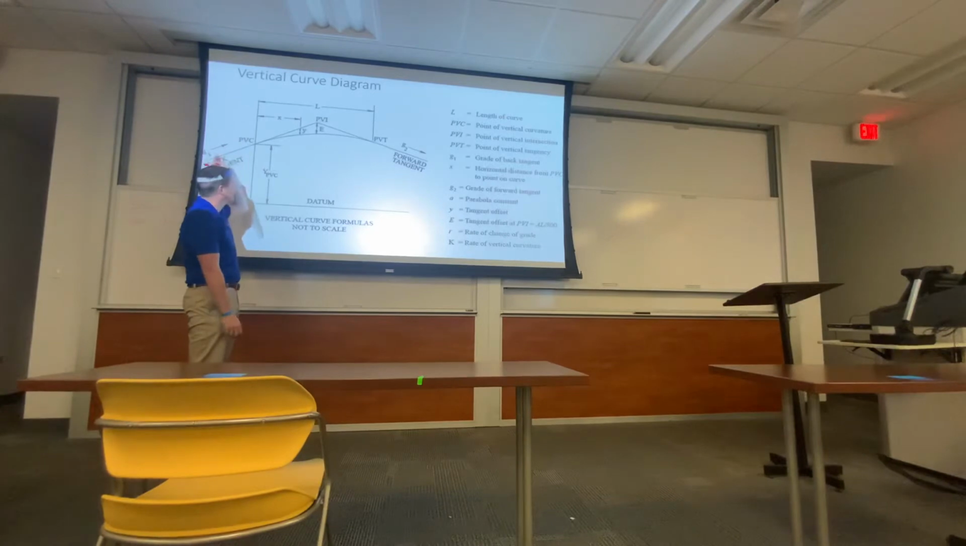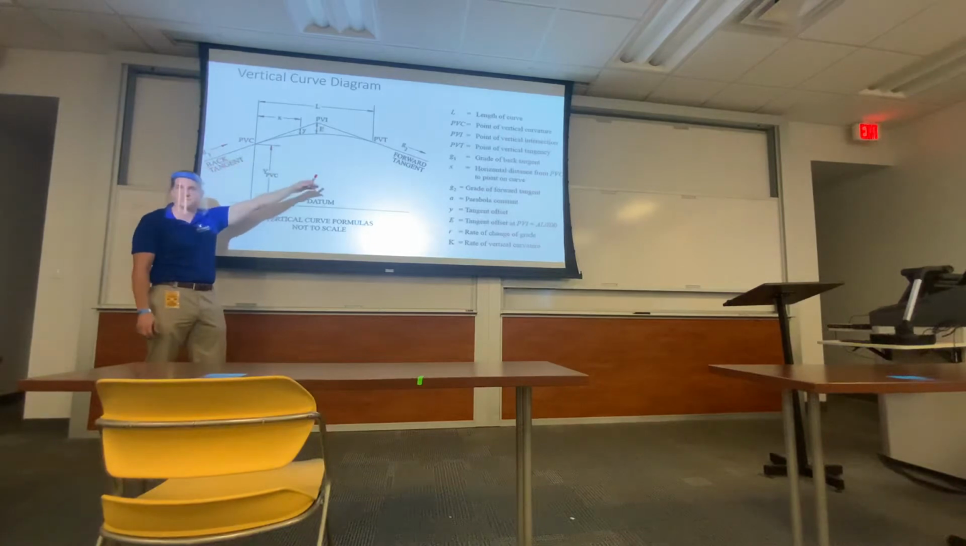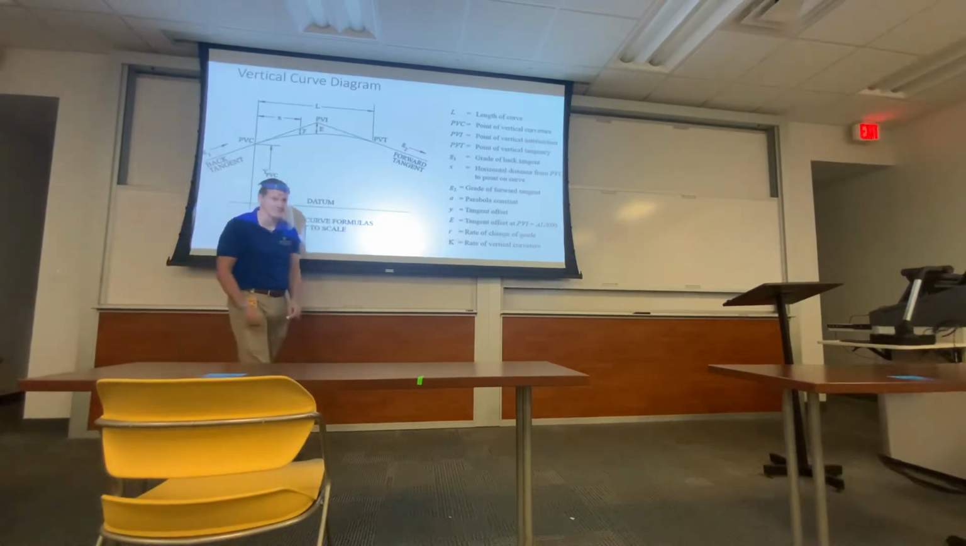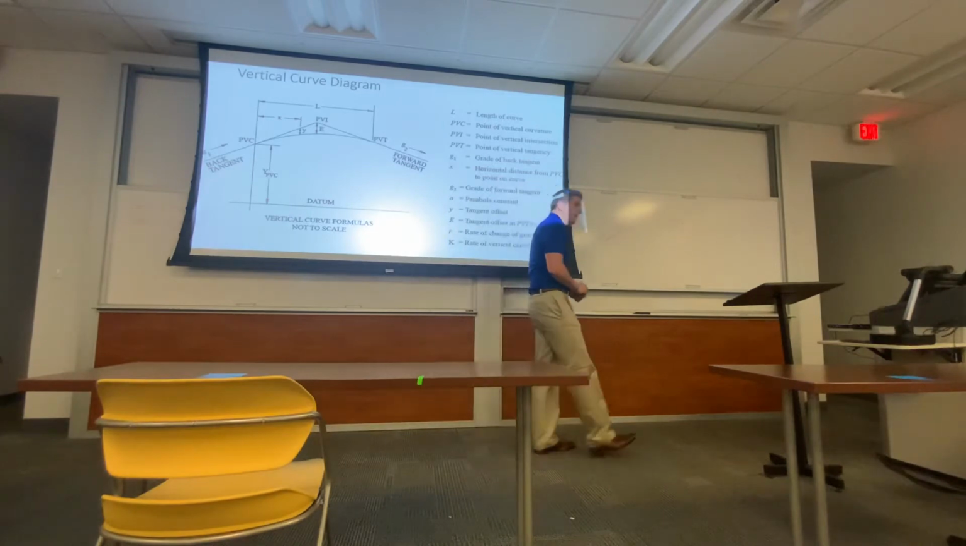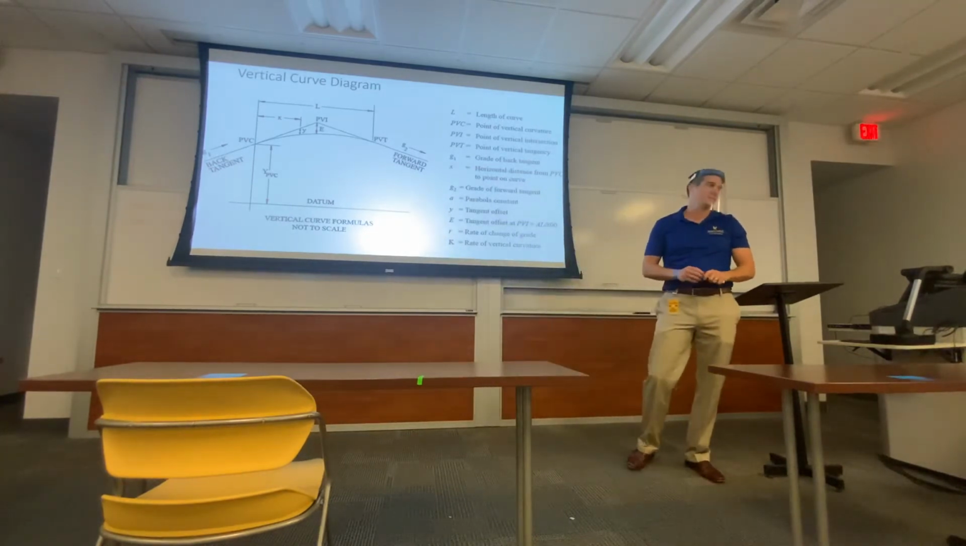All right. X is measured from the PVC in the positive direction. It is the straight shot distance. L is the linear distance between the PVC and PVT. For vertical curves, L is the linear distance between the PVC and PVT.